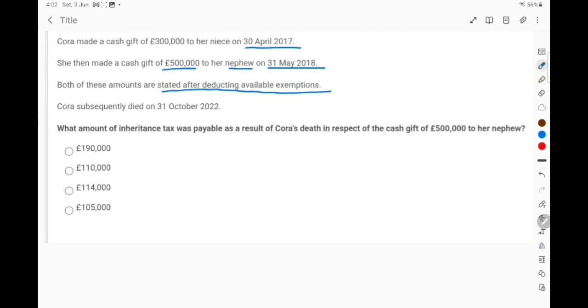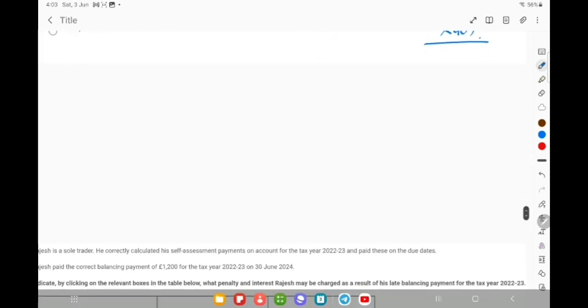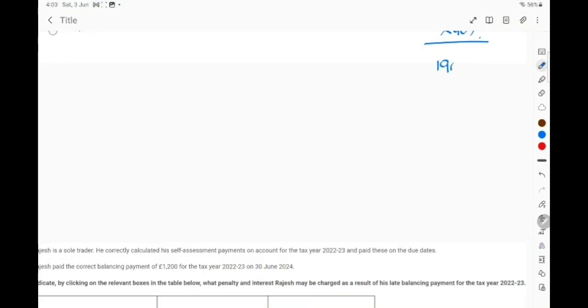So here we need to consider what is the amount of nil rate band that has already been used. So nil rate band is 3,25,000. Out of this, 3 lakh of nil rate band has been utilized in the first gift. So remaining nil rate band available is only 25,000. So from the second gift of 5 lakh, first we have to deduct that 25,000 of nil rate band. Now this is 4,75,000. Then we have to calculate 40%, because on the date of death the tax rate is 40%. So this 40% would be 1,90,000. So 1,90,000 is the amount of tax.